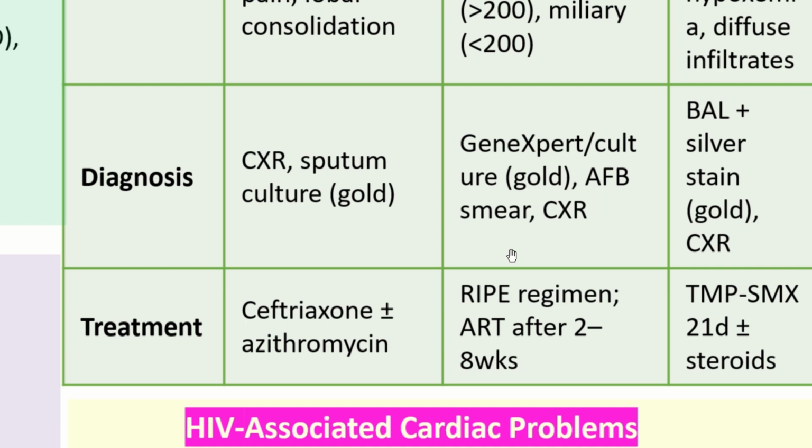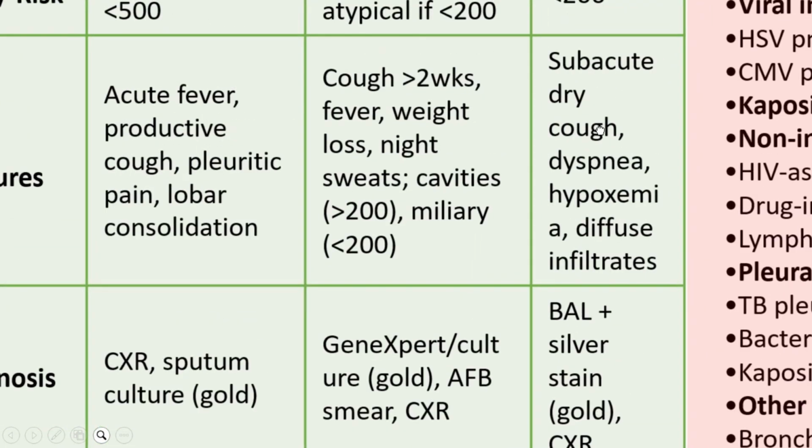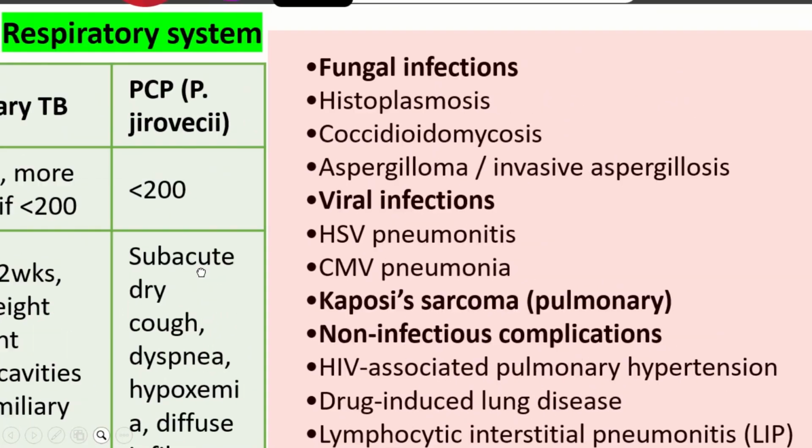And for TB, we see cavities or we can see a miliary picture. So when it comes to the treatment of pneumonia, we're going to use mostly ceftriaxone and azithromycin. For TB, we are going to use the RIPE regimen, or you can actually follow the different guidelines depending on your country. Then for PJP, most times we use trimethoprim-sulfamethoxazole for 21 days. And whenever we have a patient who has hypoxemia, we try to introduce a steroid until that improves.